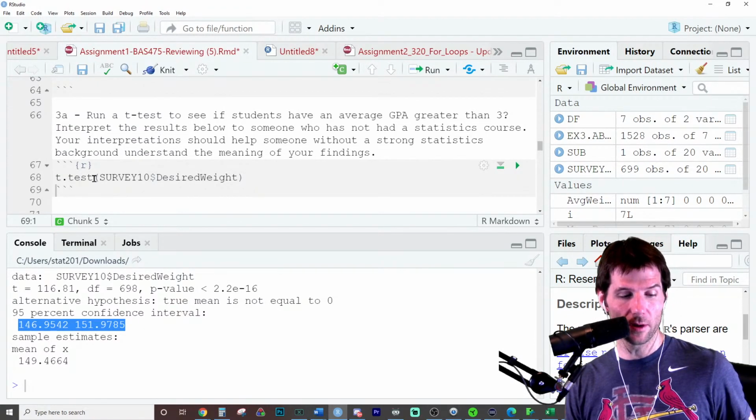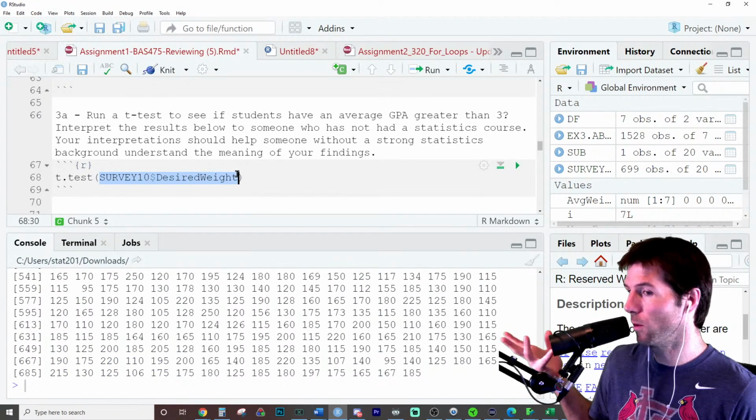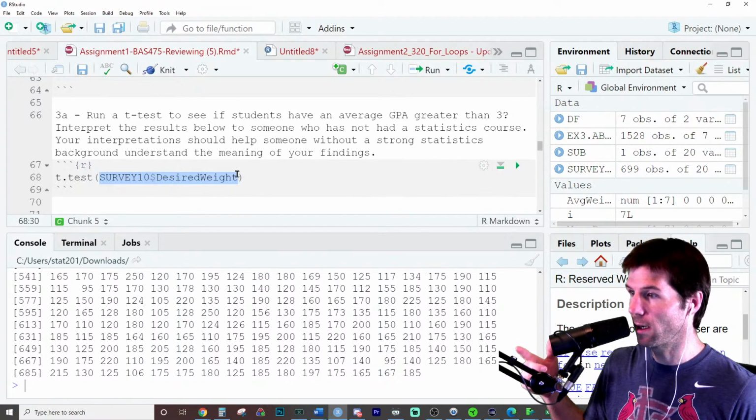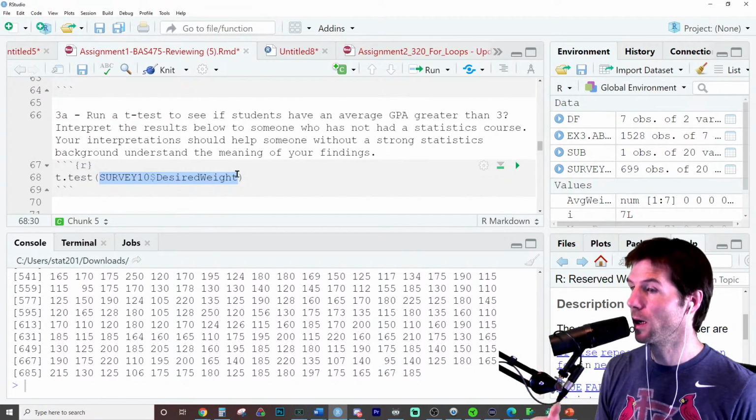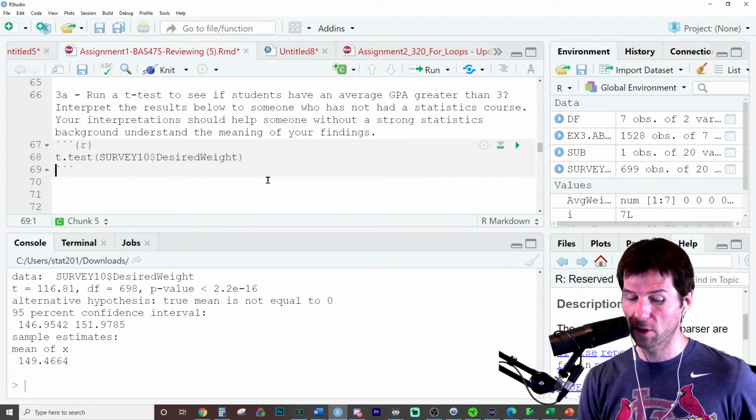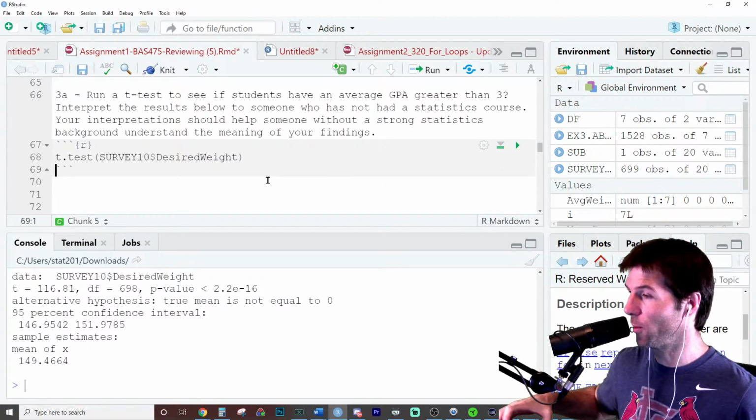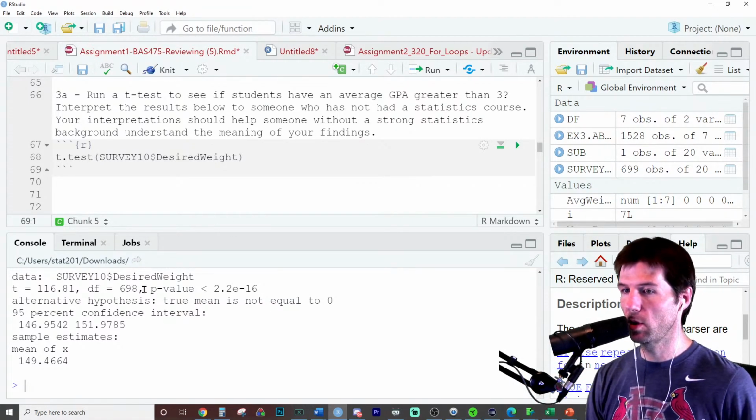So think about this scenario. We took a sample, right? These are the students we talked to, 699 students. These are their responses. And then from their responses, we would guess that the true weight that students want to weigh on average is somewhere between this and this.